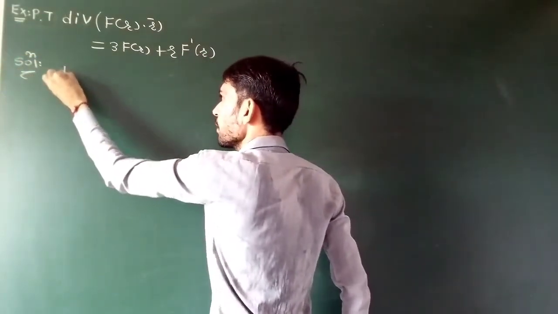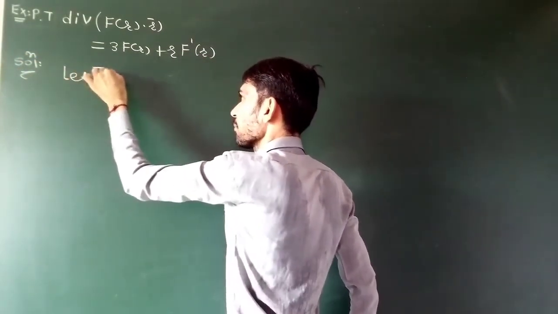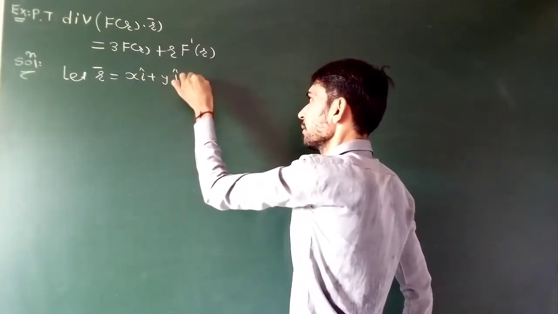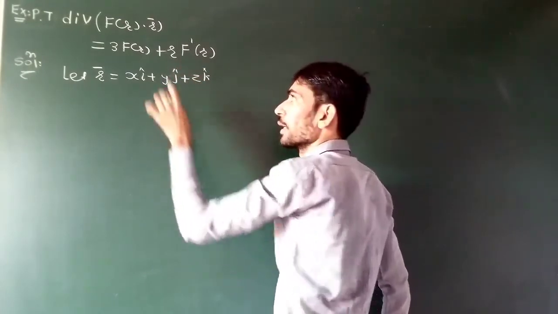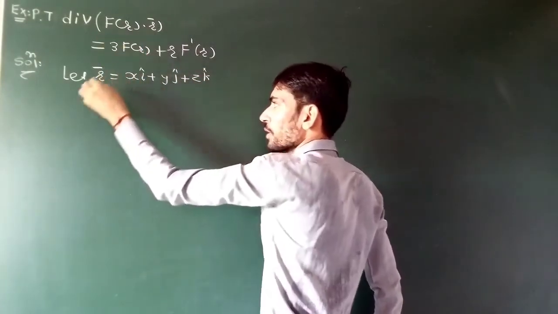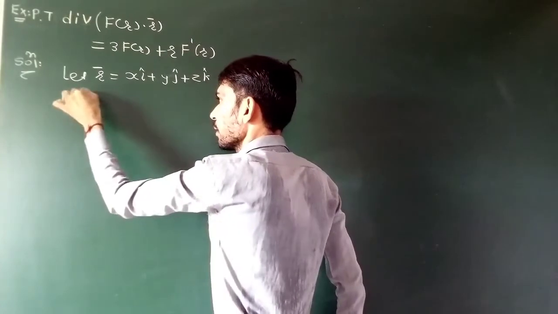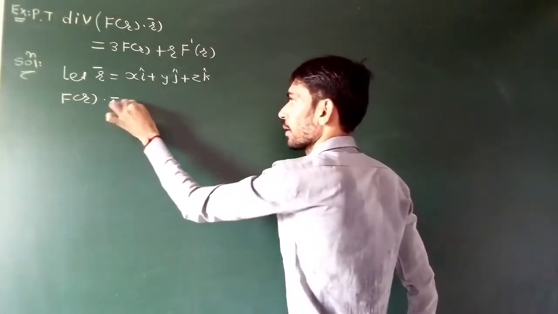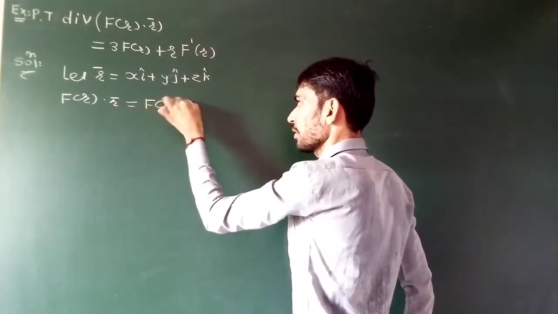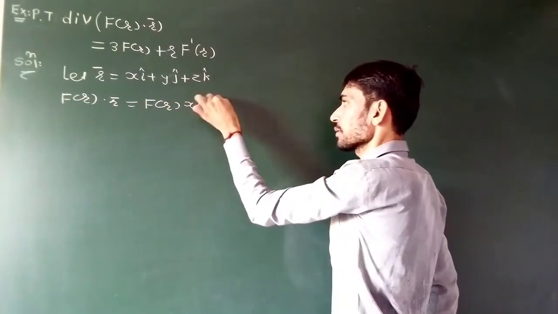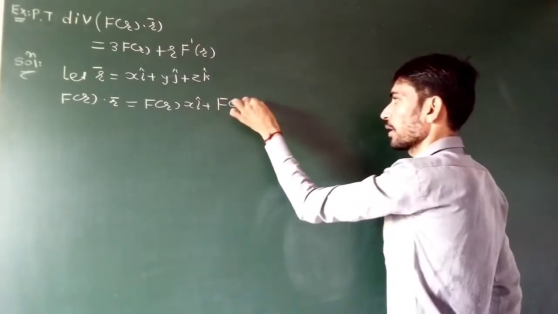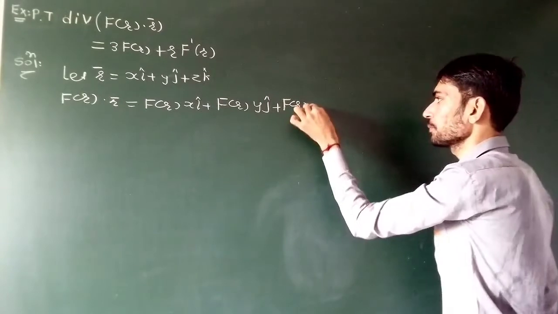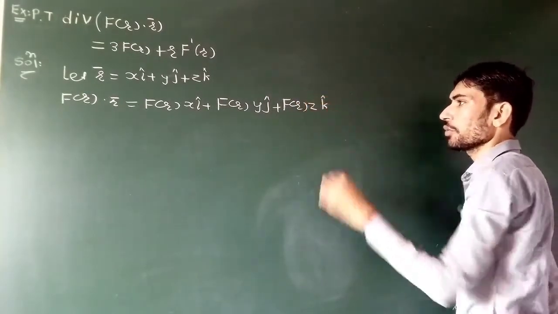So first of all, here we know that vector r bar is x i cap plus y j cap plus z k cap. Now we obtain capital F of r dot product with the r bar. So here we multiply our function f of r bar with our vector r bar. So F of r into x i cap plus F of r into y j cap plus F of r into z k cap.